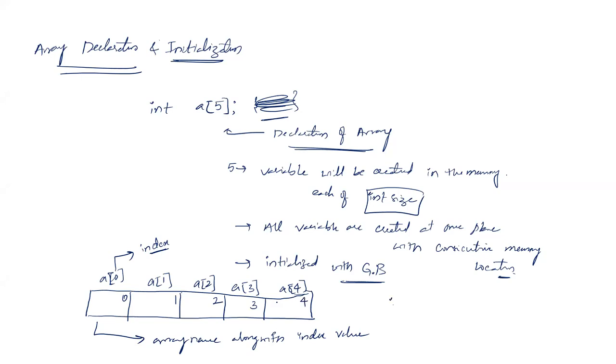And remember, the index of an array will always start with 0. So once I write any variable, the index value will start with zero only, not with any other value. And in the memory allocation, the first variable is called the base variable, and its address.